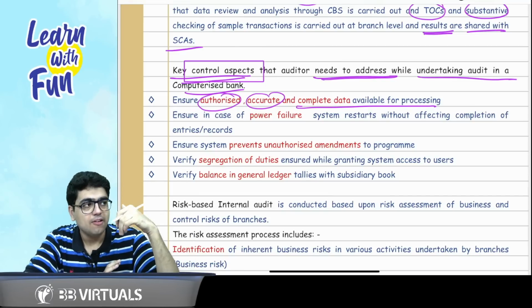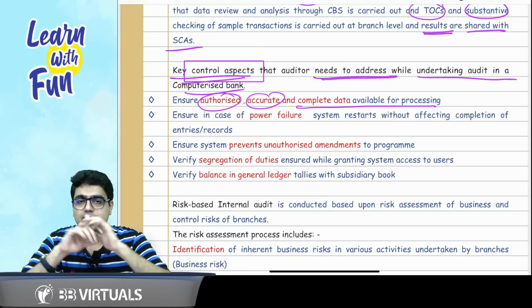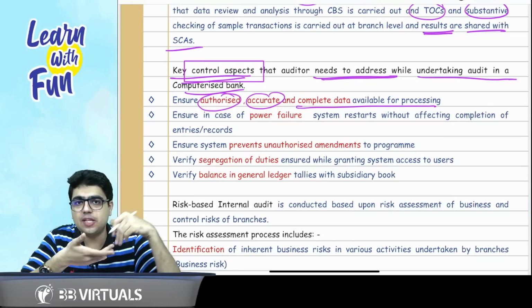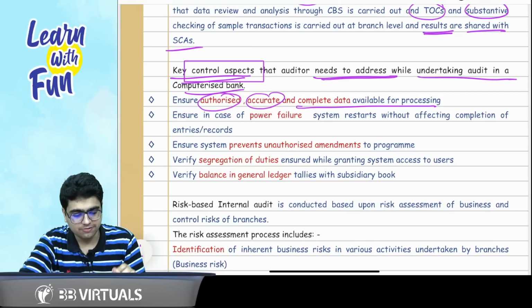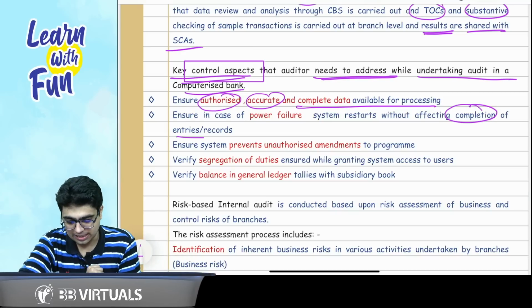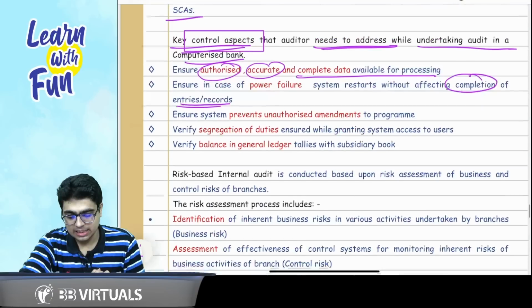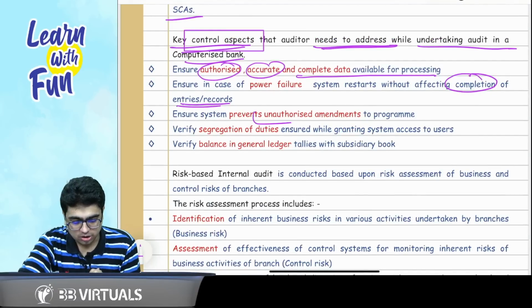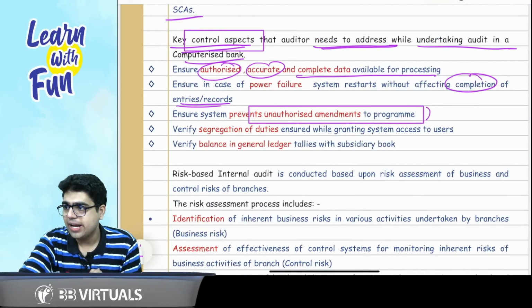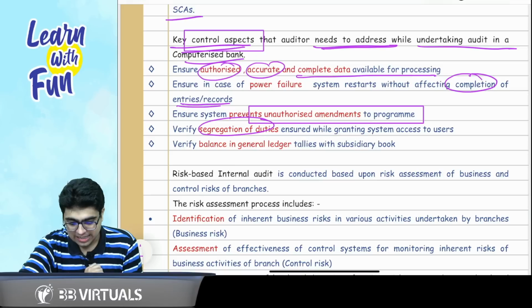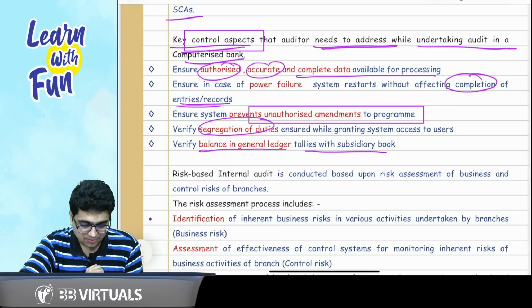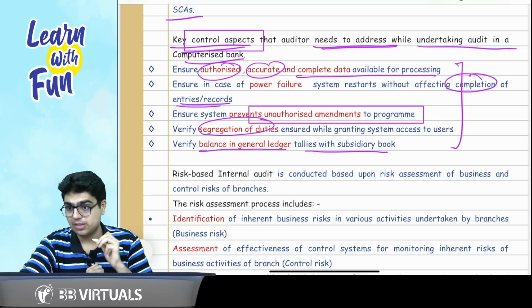Second thing, whenever the bankers are processing their transactions, if the power goes off, the system restarts without affecting the completion of entries and records. Next thing, it prevents unauthorized amendments to the program. There is segregation of duties, and the balance in the general ledger tallies with the subsidiary book. So these are the 5 points that you need to remember.